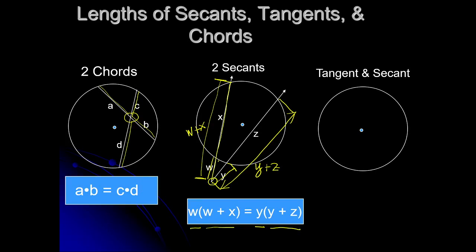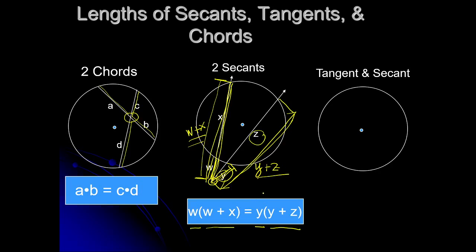Any questions first before I proceed to the third case? So again, it's so simple. What we should multiply, we should start from the vertex of the angle first. From the vertex, the shorter, which is W, times the longer, which is W plus X. On the other side, the shorter is Y, multiply that to the longer one, that's Y plus Z.